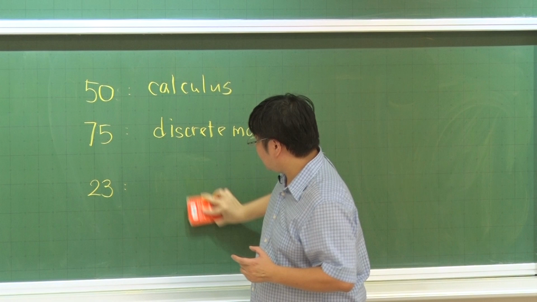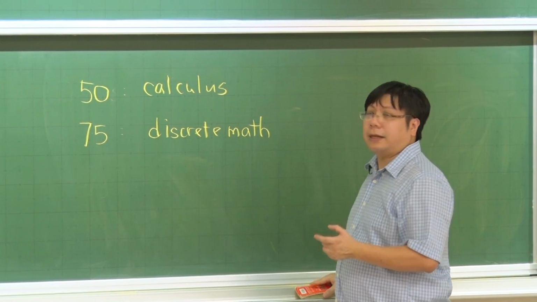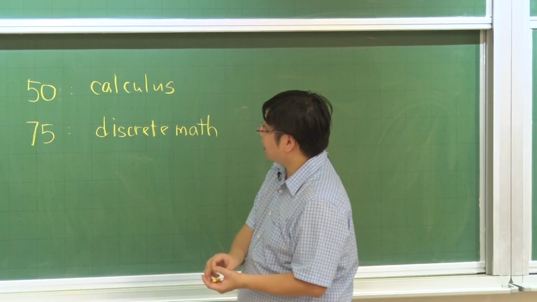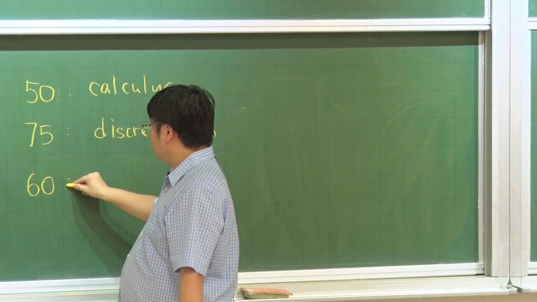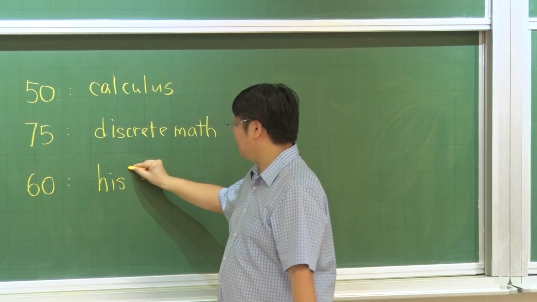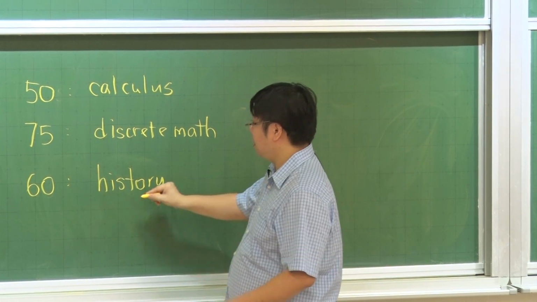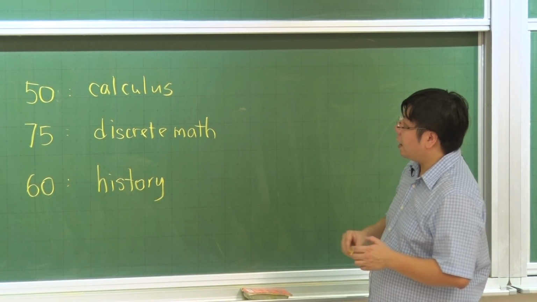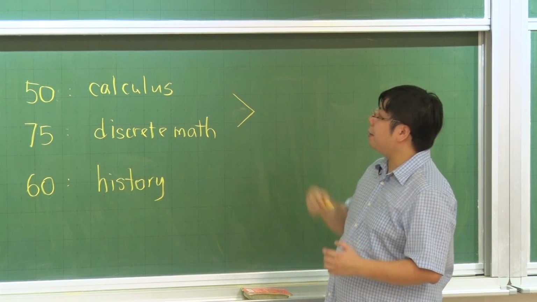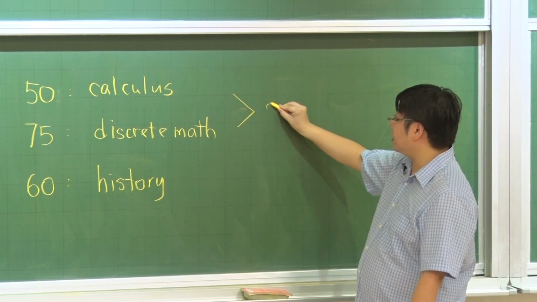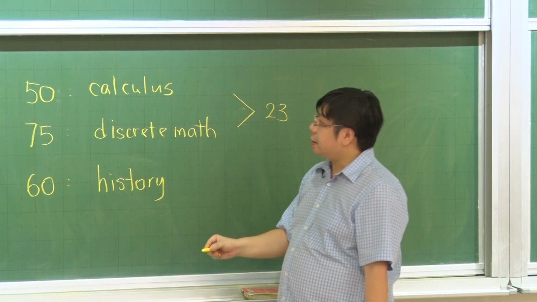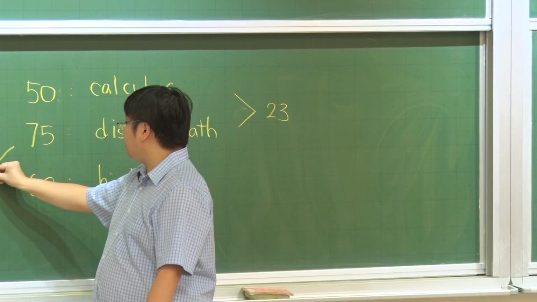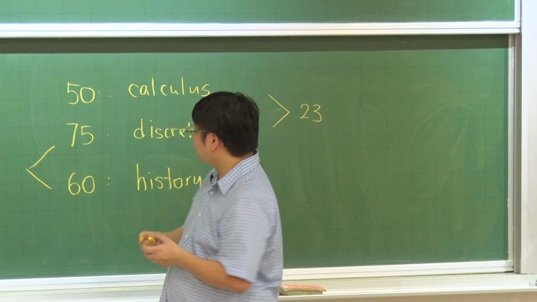Okay, so let's say we make it more complicated. For instance, let's say there are 60 students who study history. Okay, and then the number of students that study both calculus and discrete math, let's say there are 23. The number of students that study just these two, discrete math and calculus, let's say there are 10.